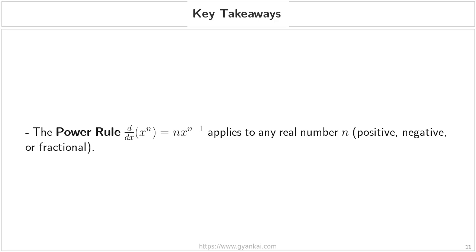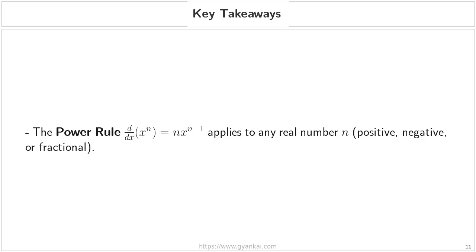Key takeaways. Now that we have seen how these rules apply to both theoretical examples and real-world physics scenarios, let us summarize the key takeaways from this lesson. First, let's revisit the power rule. As we have seen, the derivative of x to the power of n is equal to n times x to the power of n minus 1. It is important to remember that this rule is versatile. It applies to any real number n, whether that exponent is a positive integer, a negative number, or even a fraction.